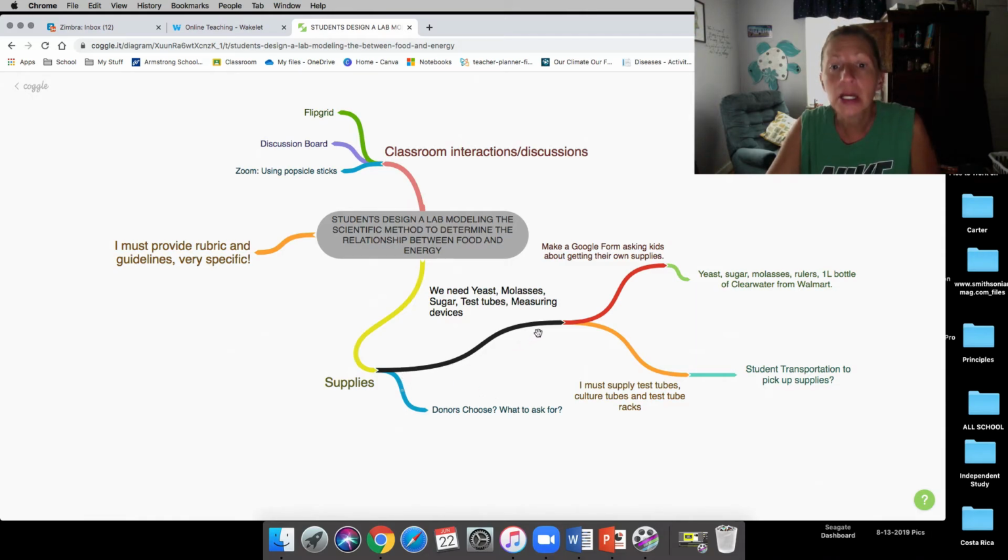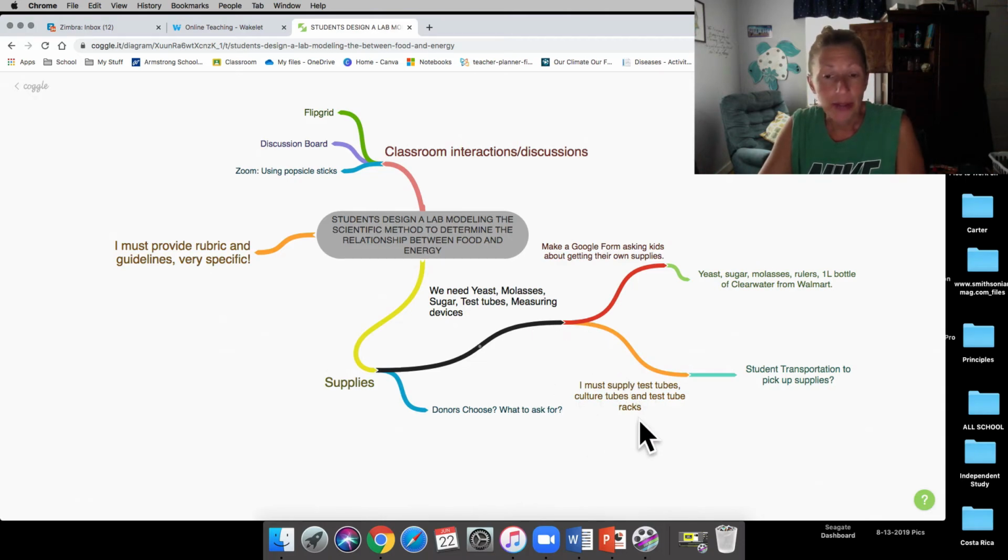Another thing is to make a Google form asking kids if they're able to get their own supplies. Can they afford to get yeast, sugar, maybe some molasses, rulers? What I was thinking, instead of a graduated cylinder, is to just get one of those clear flavored waters at Walmart, and it's 1 liter. So that would be a good measurement of a liter of water. Maybe the kids could do that.